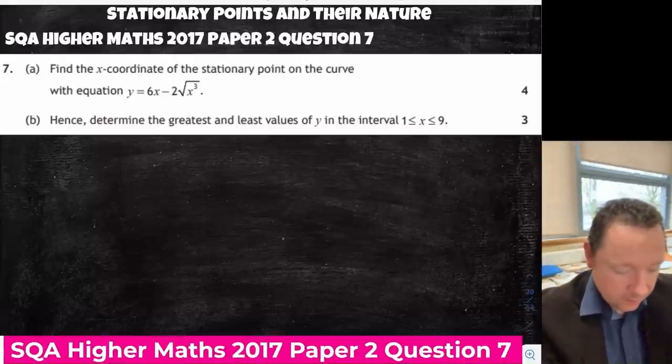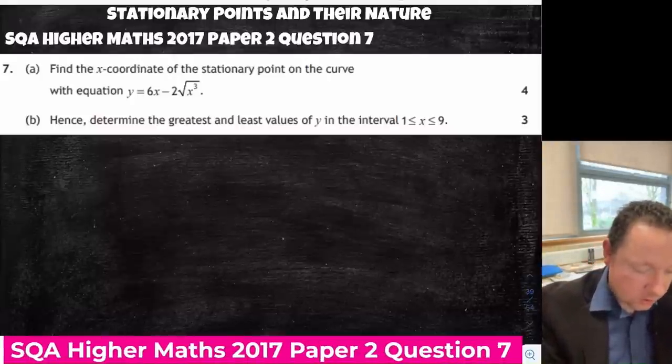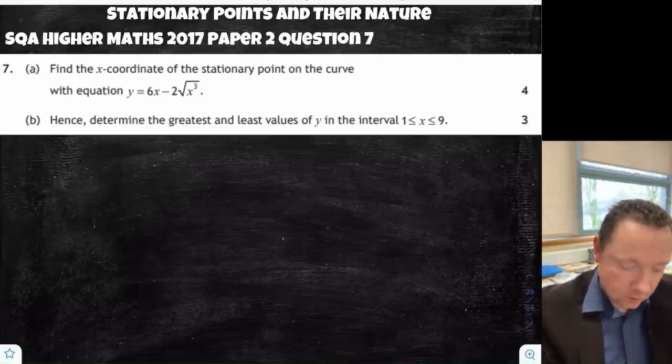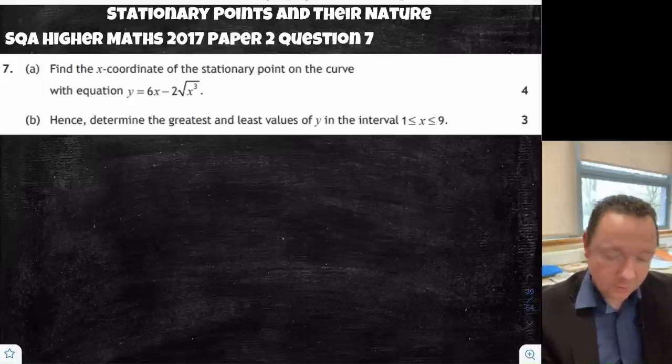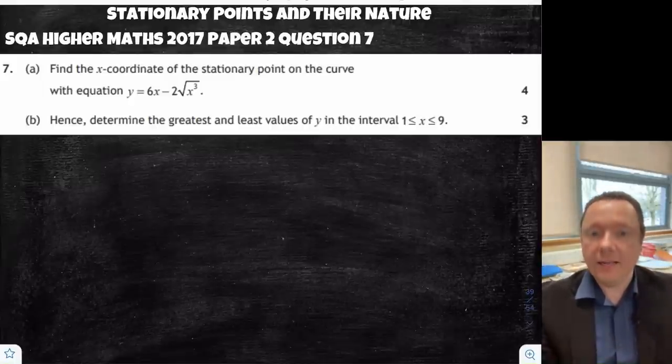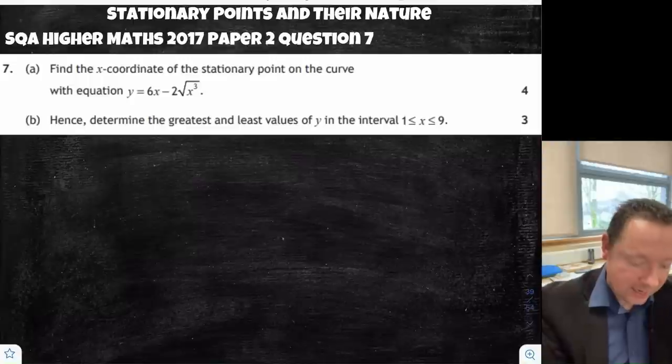Here's stationary points. SQA Higher Maths 2017, paper 2, question 7. Find the x coordinate of the stationary point on the curve with equation y equals 6x minus 2 root x cubed. Then find the greatest and least values of y in the interval 1 is less than or equal to x and less than or equal to 9. So part A, stationary points occur when dy by dx is 0. So we need to get ready to differentiate.